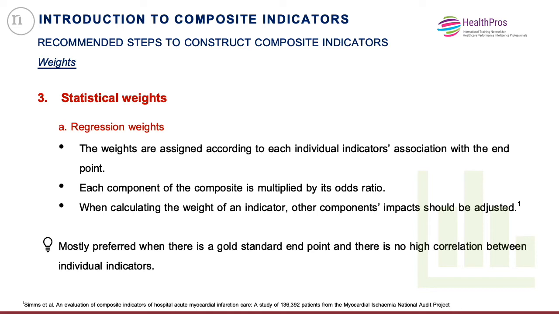In the regression weights approach, each component is weighted according to its association with an endpoint. If an indicator's association with the endpoint is stronger than others, this indicator receives a greater weight. Each component of the composite is multiplied by its odds ratio. And when calculating the weight of an indicator, other components' impacts should be adjusted. Regression weights are most preferred when there is a gold standard endpoint and there is no high correlation between individual indicators.